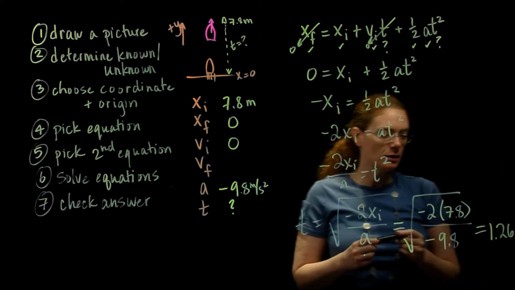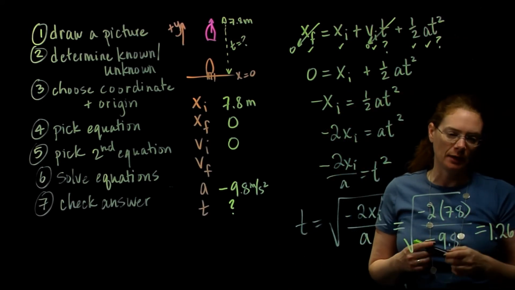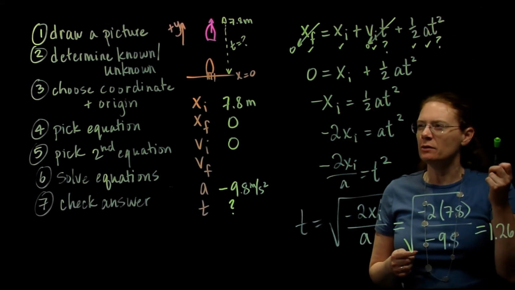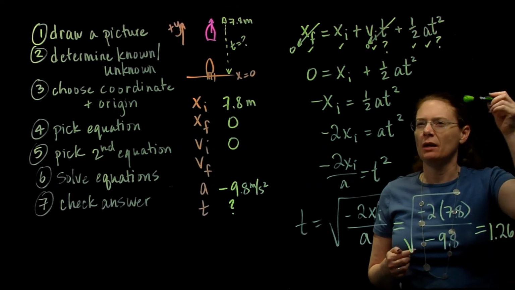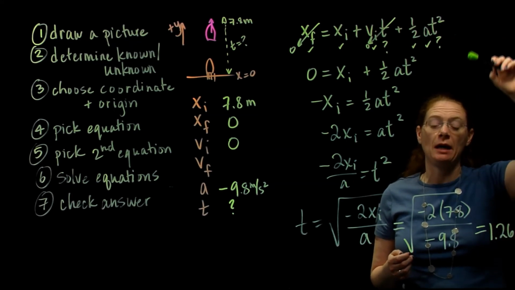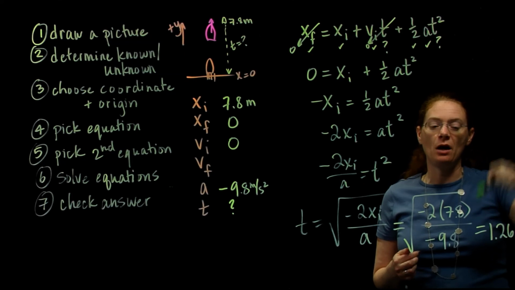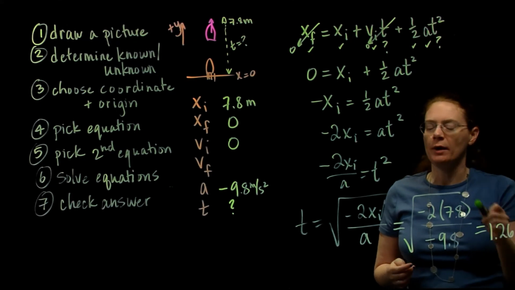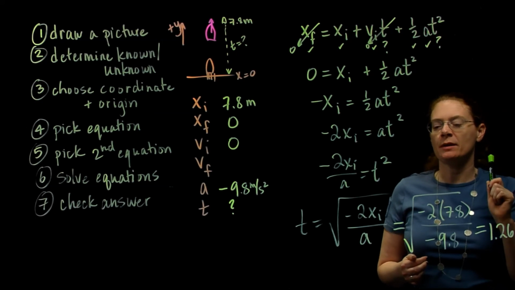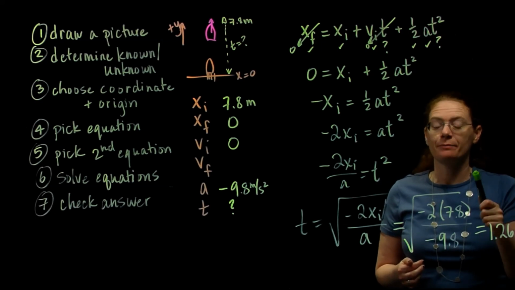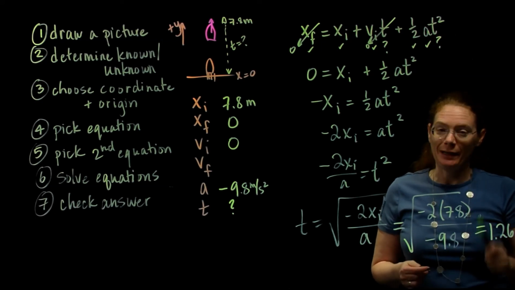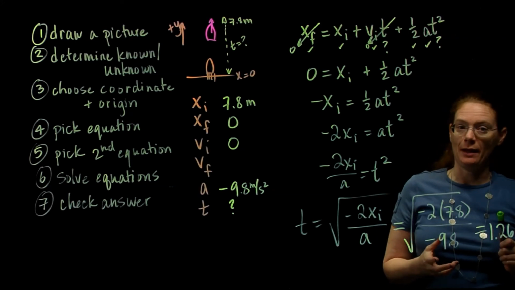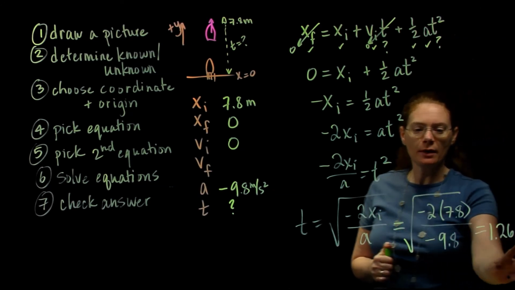So is it reasonable that it takes 1.26 seconds to fall? Well, it took 3 seconds of thrust to get up, and then it was probably a short amount of time to stop, and then it's falling. It took over 3 seconds to go up, but that was accelerating upwards at 1.5. It's going downwards at 9.8, so almost 10 times as fast. So yeah, it's going to be a lot faster. So I think this is reasonable.